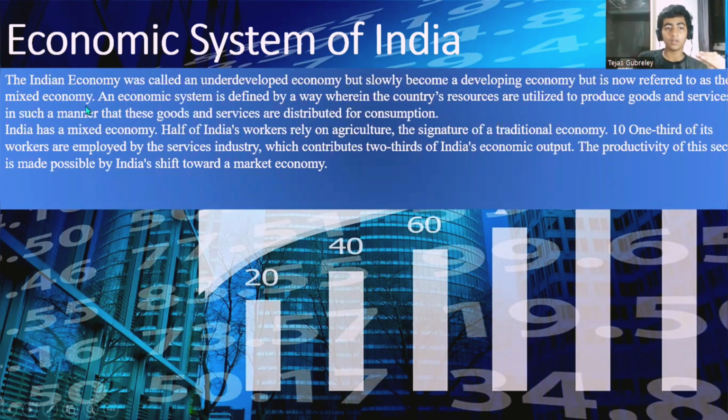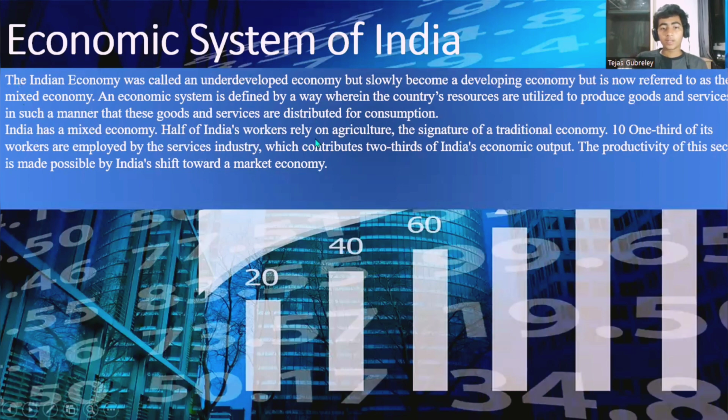So it's mixed now. An economic system is defined by the way in which a country's resources are utilized to produce goods and services in such a manner that these goods and services are distributed for consumption. So an economic system is always defined by how the country's resources are utilized to produce goods and services, which are then distributed for consumption. India has a mixed economy.